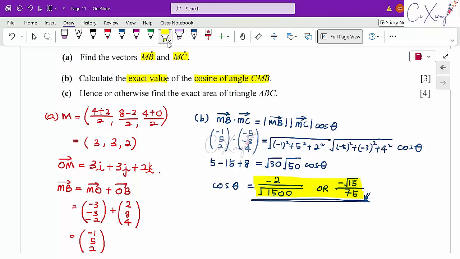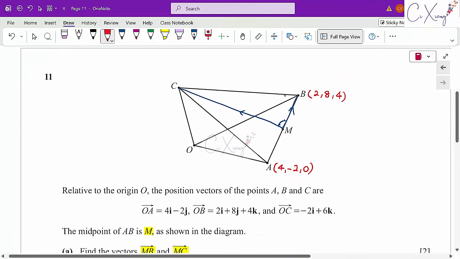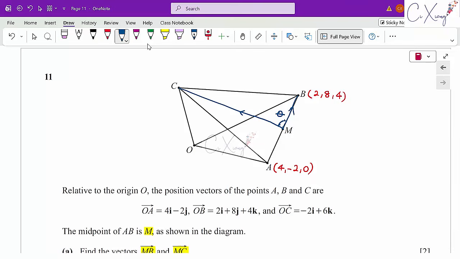Then now they want us to find the exact area of the triangle ABC. Highlight the keyword: exact area of the triangle ABC. So let's look at the diagram again. Triangle ABC means this part, right? And from here, I know that this is the theta. To get triangle ABC, you need to use this triangle and add another triangle, which is this one in blue color and also the purple color.